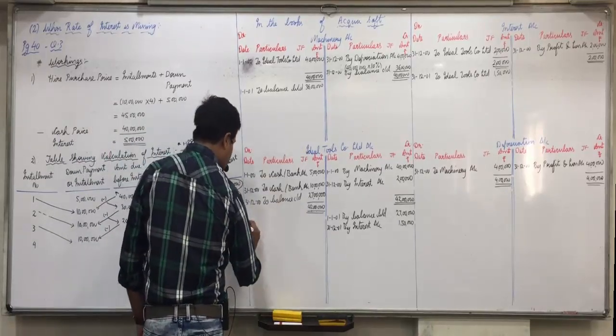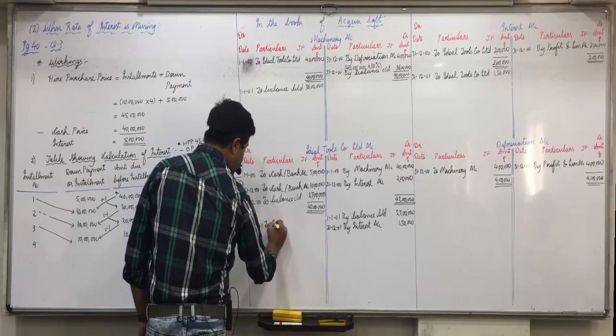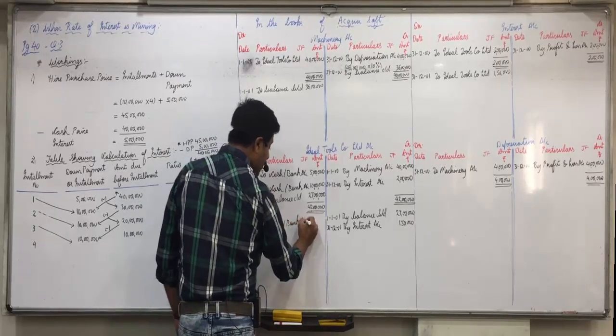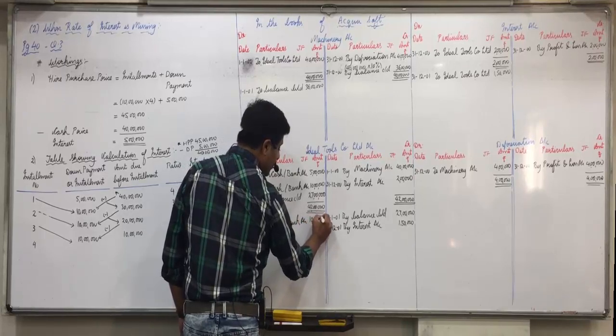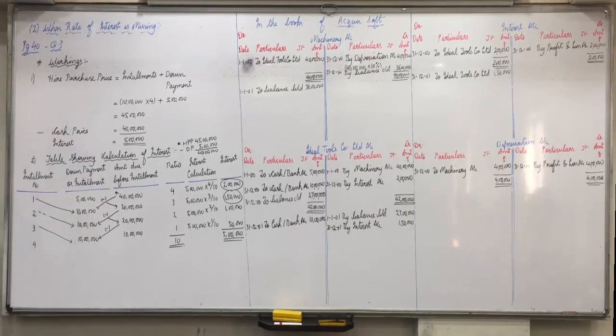So Ideal Tools Limited account debit side, 31/12/01 to cash or bank account, 10 lakhs. Is everyone clear with this? Then, Yashvi, after the installment, depreciation. Entry effects amount.